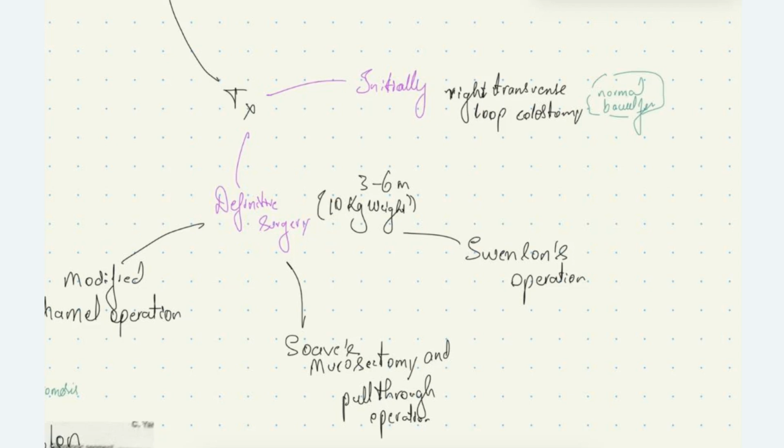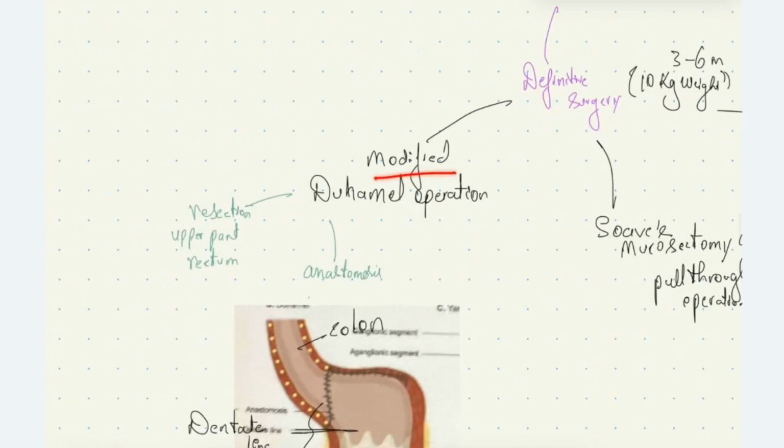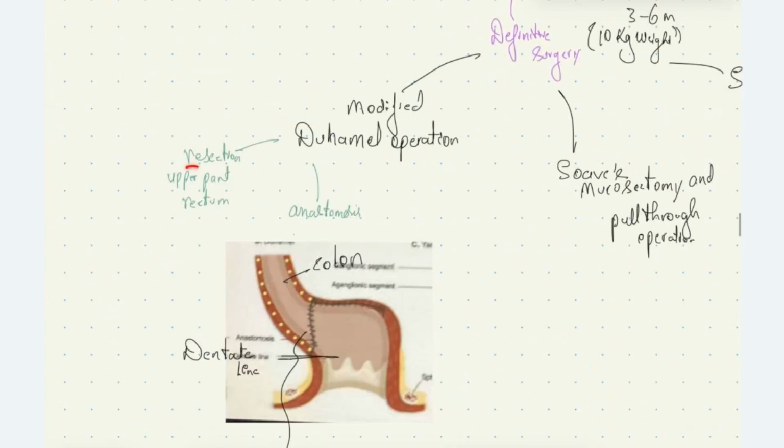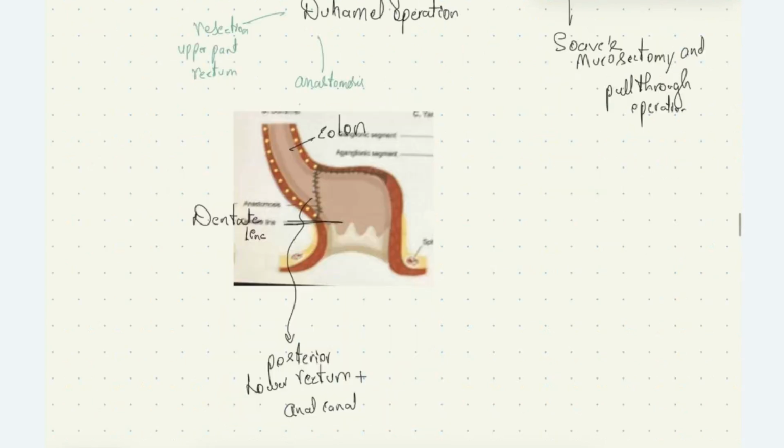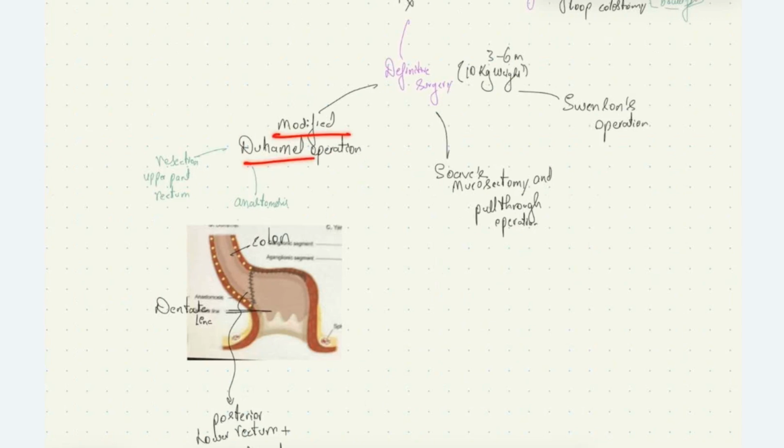perform definitive surgery. Definitive surgery is the modified Duhamel operation, where we resect the upper part of the rectum. The upper part of the involved rectum is resected, followed by anastomosis of the colon with the posterior part of the rectum and anal canal. So we are resecting the upper part of the rectum and anastomosing the colon with the posterior part of the lower rectum and anal canal. The lower extent of the anastomosis extends till the dentate line of the anal canal. This is the modified Duhamel operation.